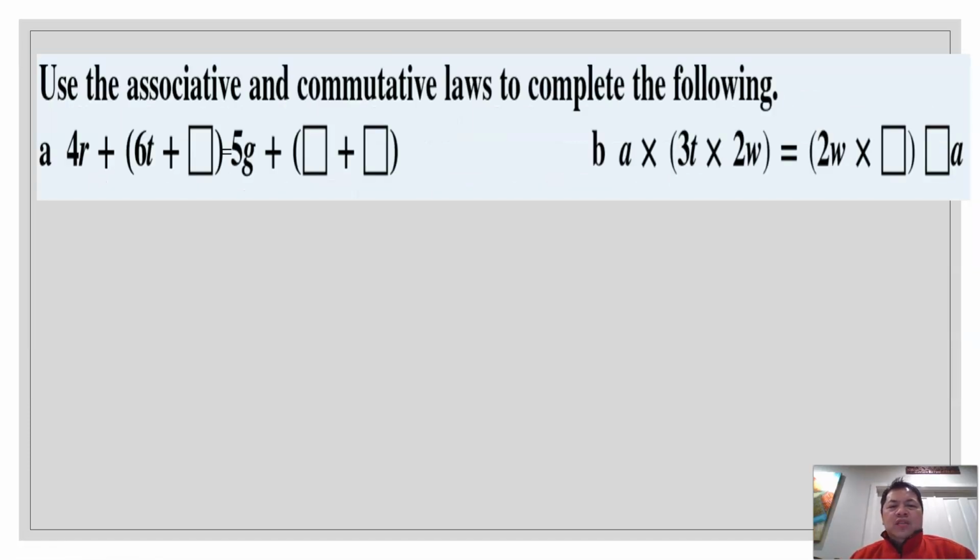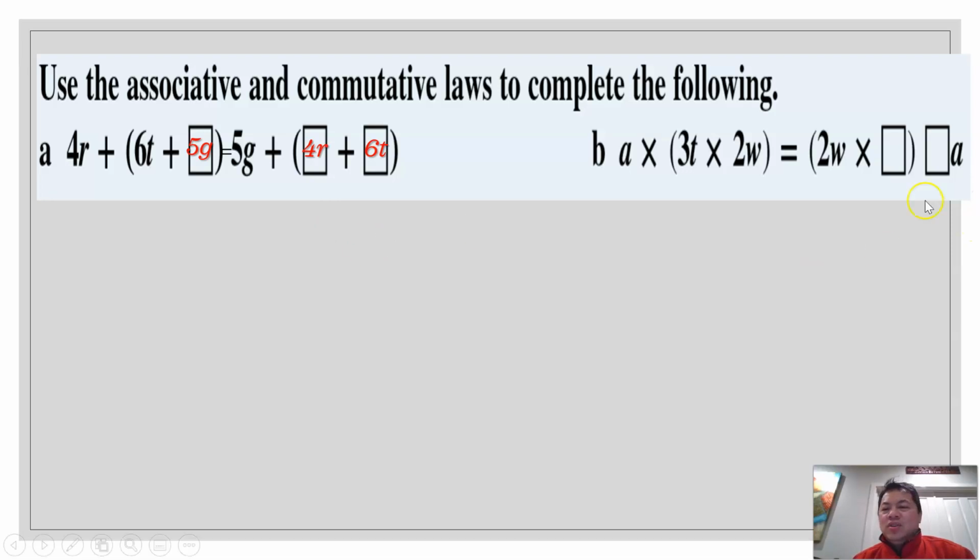Okay, next one, associative and commutative law to complete the following. In the book, the equal sign is missing. Do take note that that's meant to be an equal sign here. So 4r plus 6t equals blank. Over here is 5g on this side, nothing here. So now there are 3 terms here, 3 terms here. The missing item must be 5g here. So the other 2 missing items are 4r and 6t.